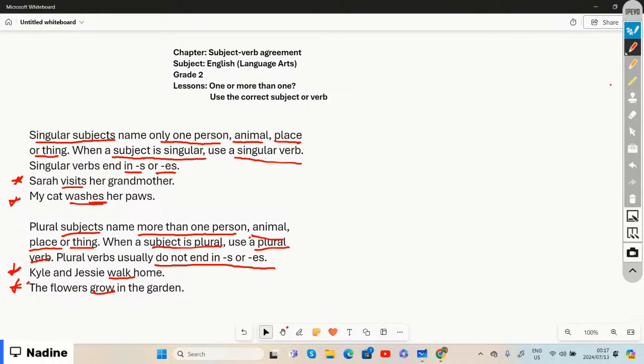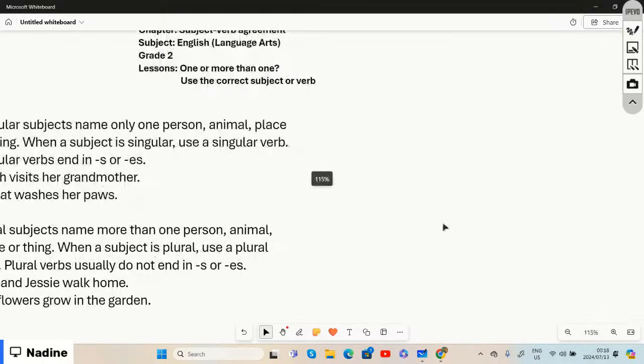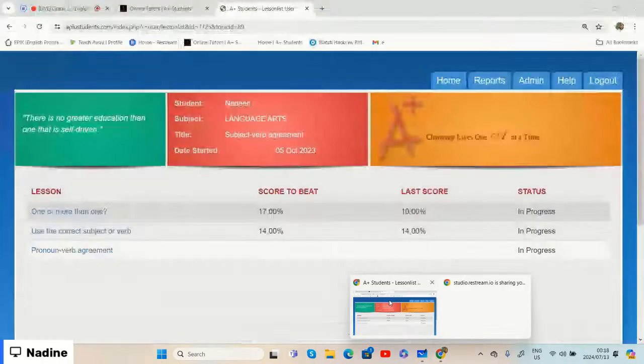All right. So now let's go to A plus students, let's say A, where we are going to continue our subject verb agreement, and also say if it's one or more than one, and use the correct subject or verb.